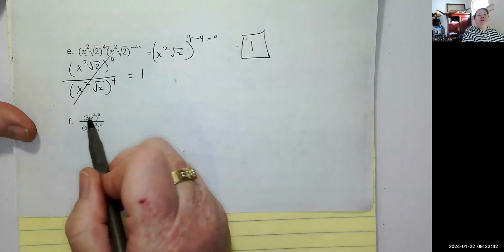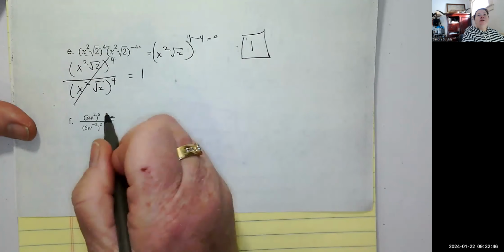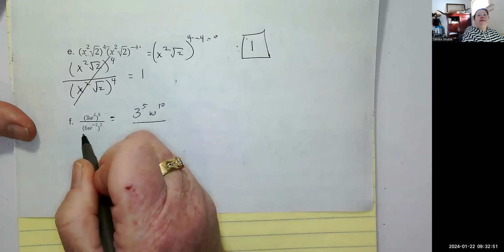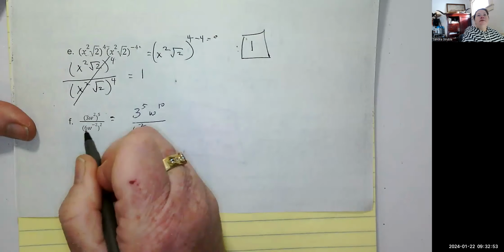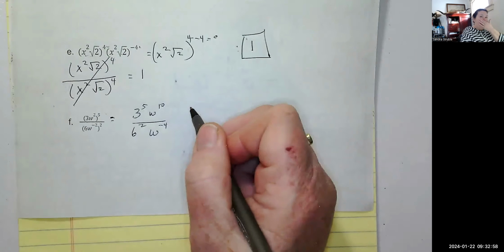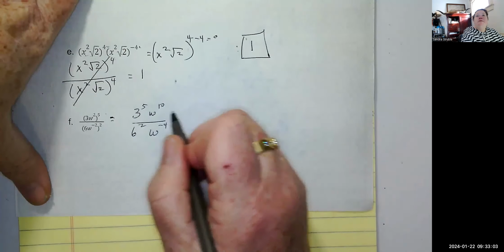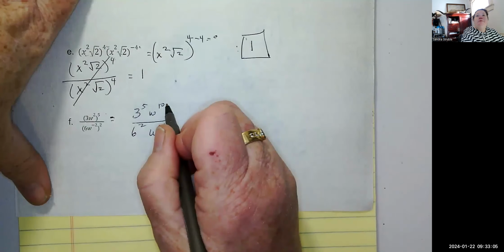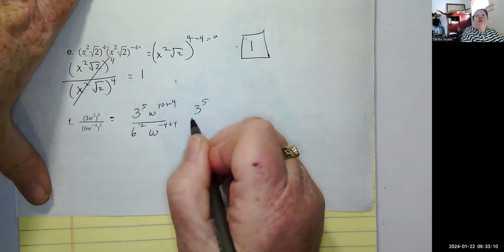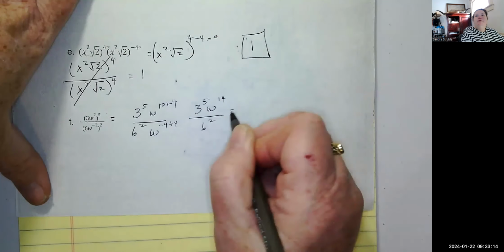All right, so 3w squared, all that to the 5th, 6w to the negative 2 squared. So 3 to the 5th, w to the 10th, because that's 2 times 5, 6 squared, and then w to the negative 4. All right, we could do some reducing here in a minute. The w to the 10th is positive over here, so I'm going to add 4 to both, and I get 3 to the 5th, w to the 14th over 6 squared.